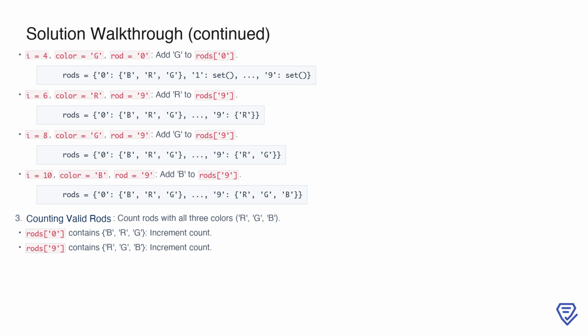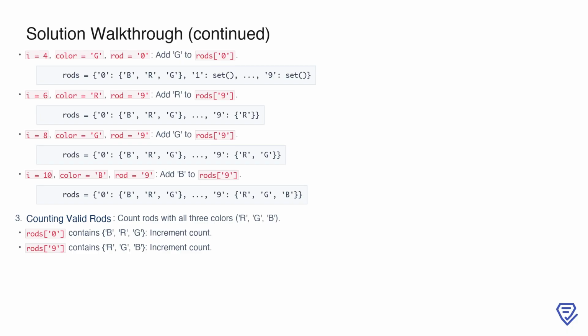Moving to the next rod, the pair R9 tells us to add R to rod 9. After that, G9 adds G, and finally, B9 adds B to rod 9, so rod 9 now also contains all three colors. Once the input has been fully processed, we move on to counting how many rods have all three colors.